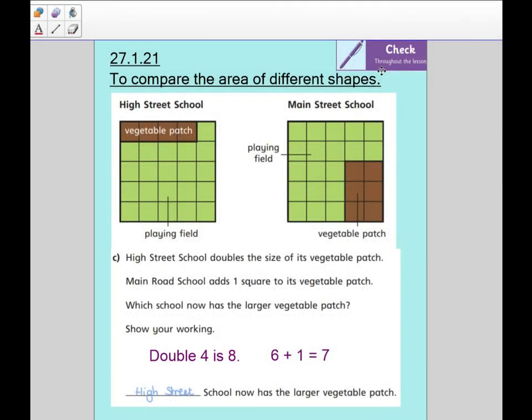High Street School doubles the size of its vegetable patch, so double 4 is 8. Main Road School adds 1 square to its vegetable patch. 6 plus 1 equals 7. So High Street School's vegetable patch is 8 squares, and Main Street School's vegetable patch is now 7 squares. So High Street School has the larger vegetable patch.